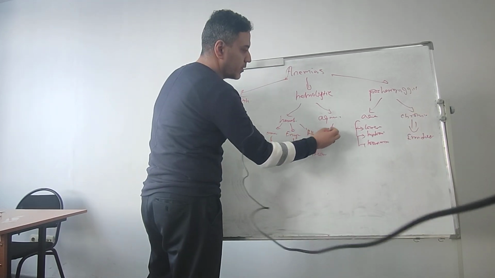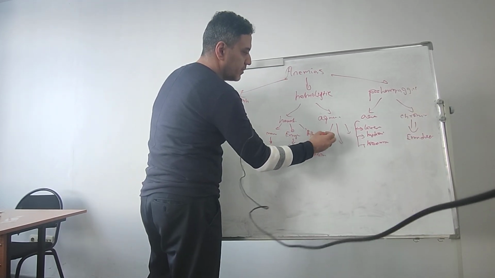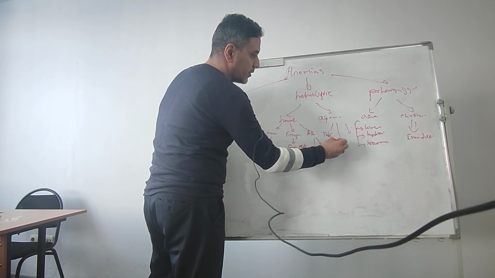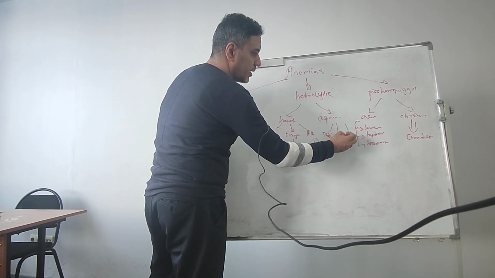About acquired, there are three types: toxic, immune or blood transfusion, and mechanical.